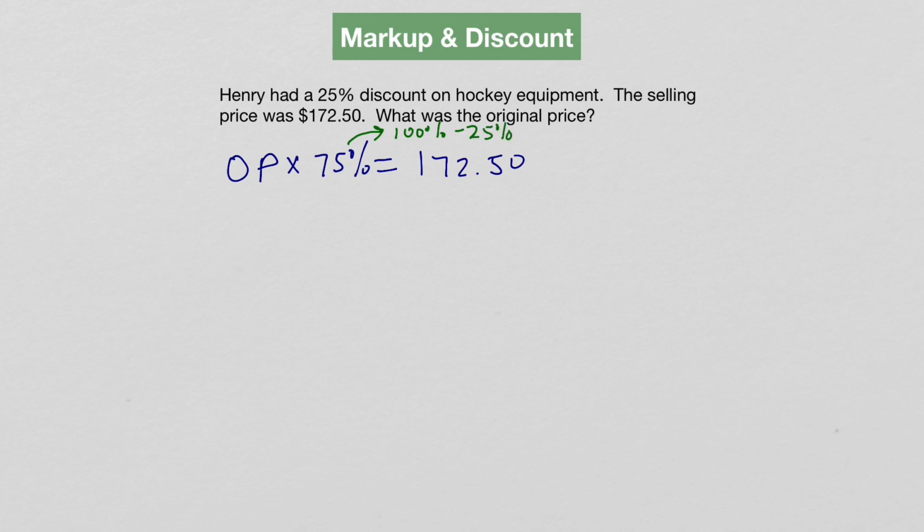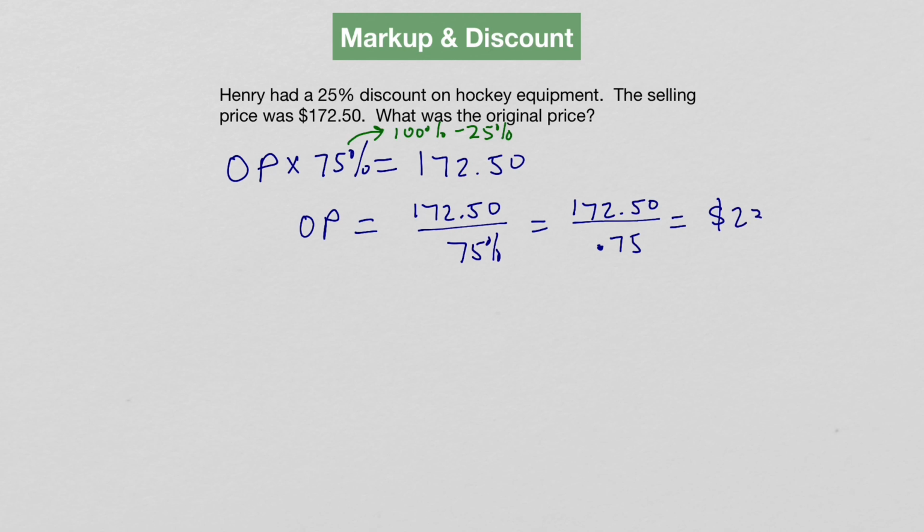Okay, so the key to this problem is setting it up correctly. Once you do, then all we need to do is solve for OP, or original price. And if we solve for OP, we're going to get $172.50 divided by 75%. That is equal to $172.50 divided by 0.75. And that amount comes out to $230. Okay? So $230 is the original price.